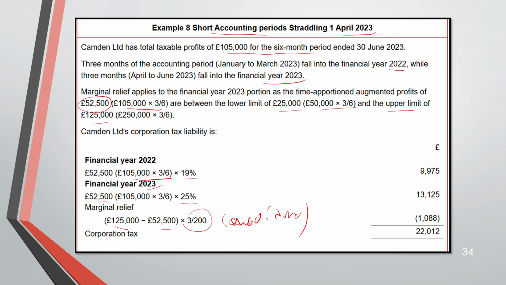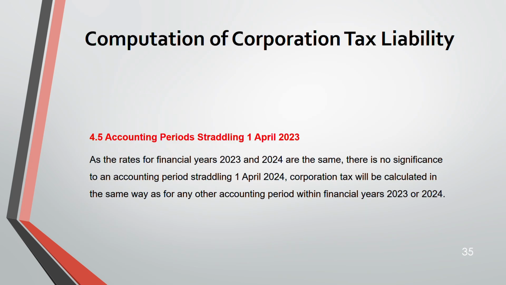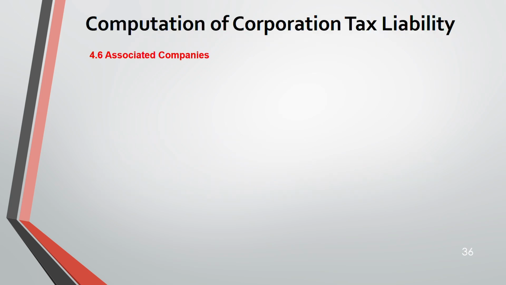And hence your corporation tax. Accounting period starting 1st April, so 2023 and 24, they are the same. So there is no significance to an accounting period starting 1st April 2024. Remember, it's only 1st April 2023, when the periods are straddling, that is the issue. Other dates, there is no issue. Only 1st April 2023, only 1 year. So corporation tax will be calculated in the same way as for any other accounting period if it's between 2023 or 2024. Now moving on to the associated companies.